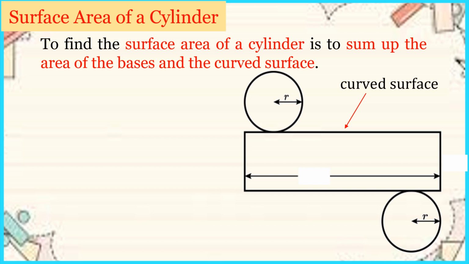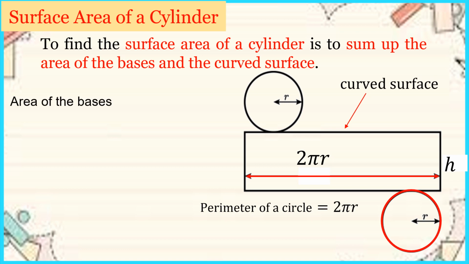So this is the curved surface. And then, determining the length of this one, remember that we have the perimeter of a circle because it is in the base. So therefore, what is the perimeter of a circle? Very good. It is 2 pi r. So therefore, the length of that one is equal to 2 pi r. Then we are going to have the height.